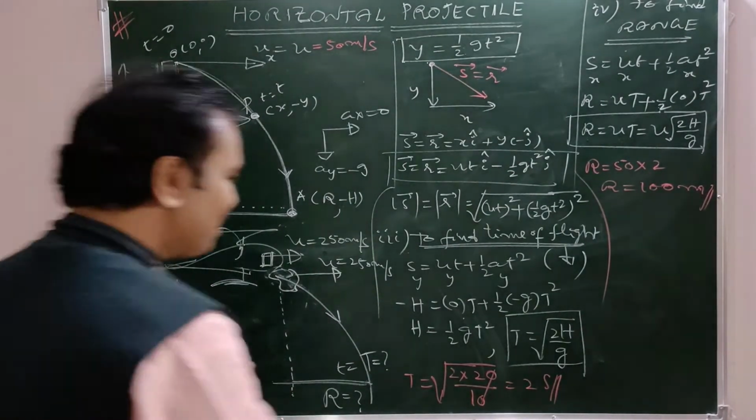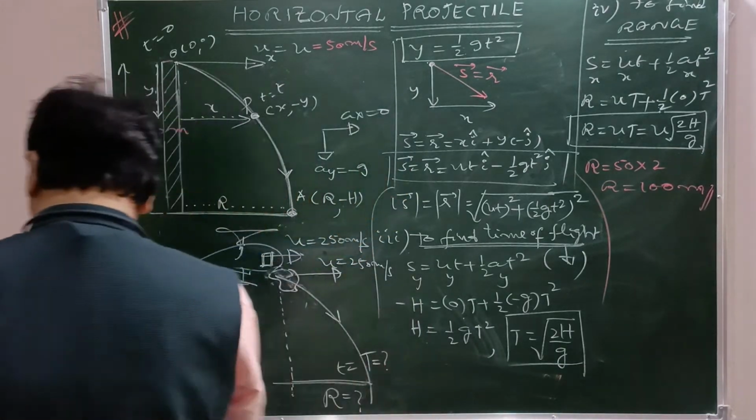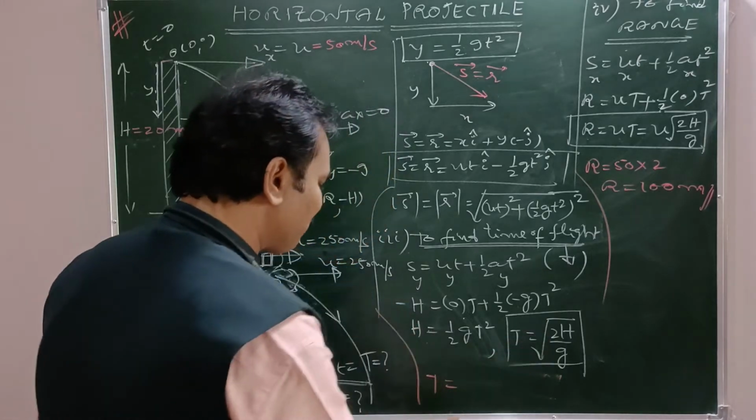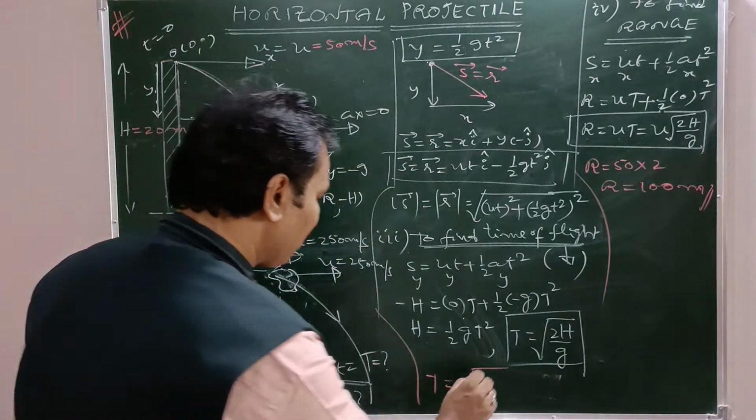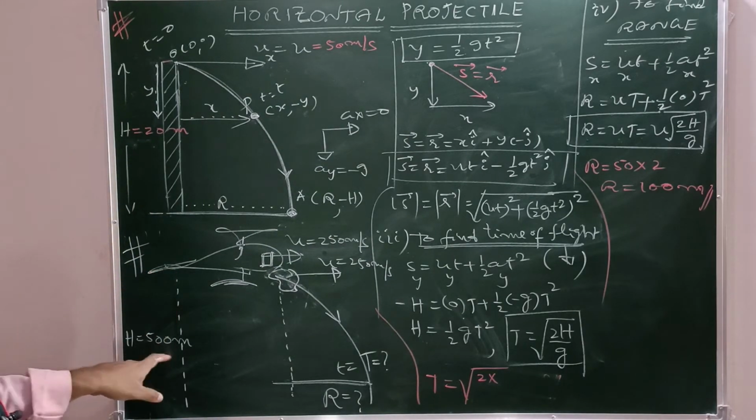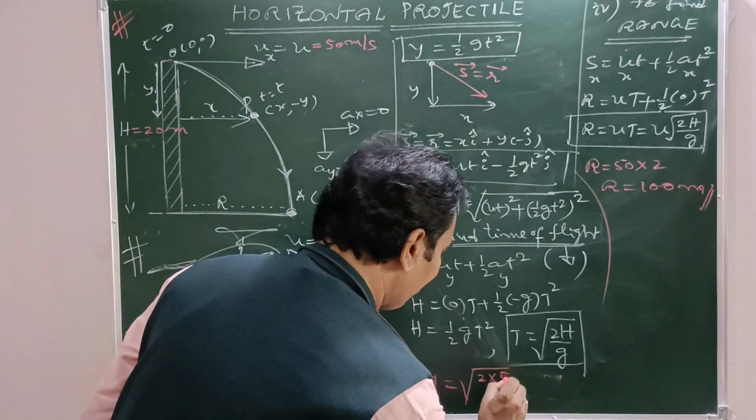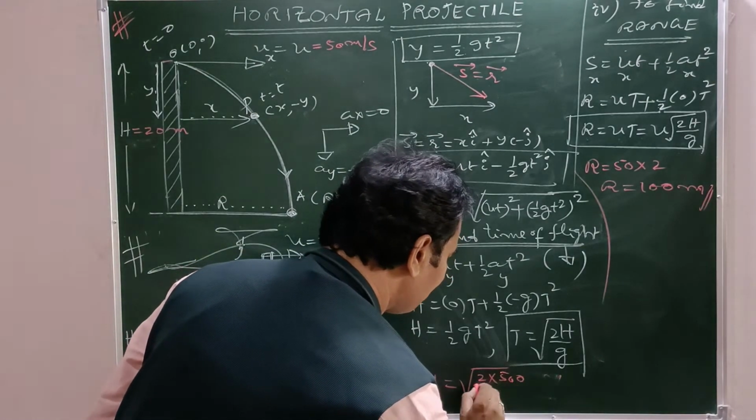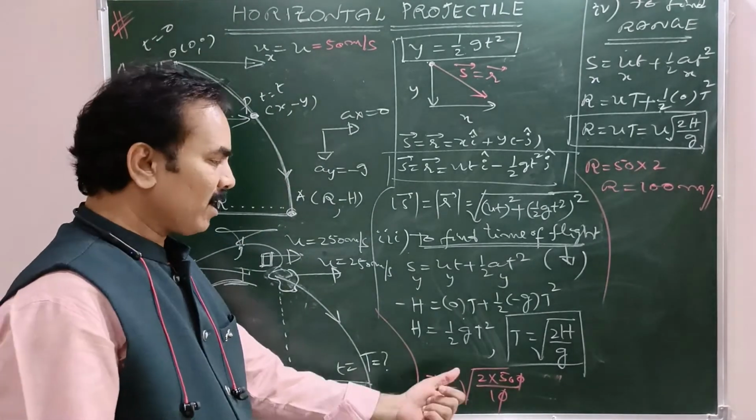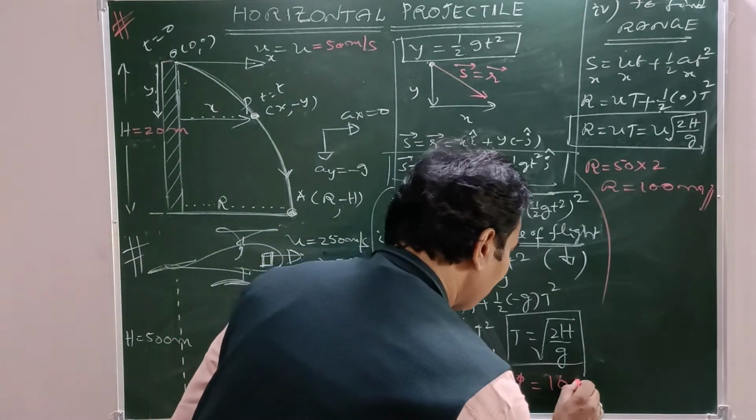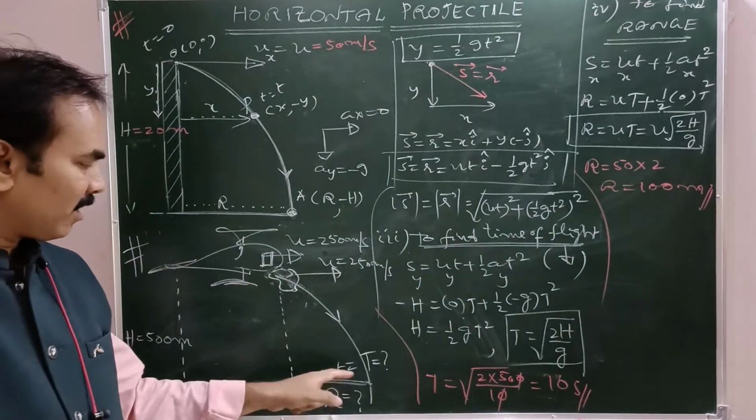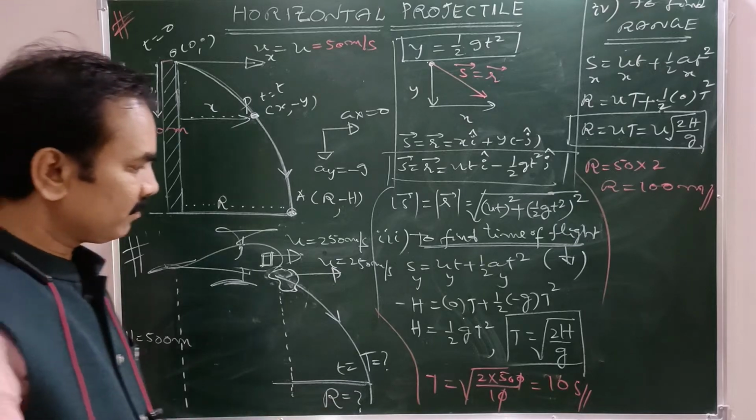What is the time taken by the packet to reach the ground? That is T equal to root over 2h by g, that is 2 into the height of the flight, 500 meters, by g, for example 10. So root of 2 into 500 by 10, that is root 100, which means 10 seconds. So within 10 seconds, the packet will reach the ground.